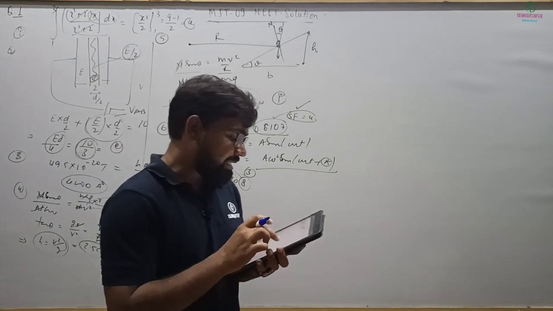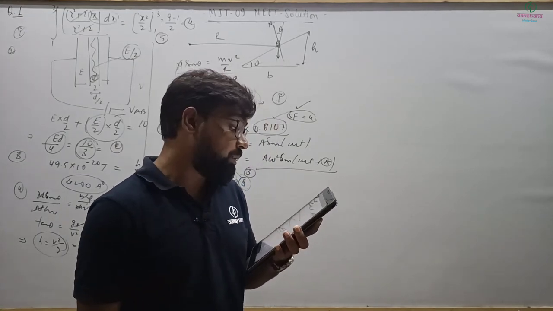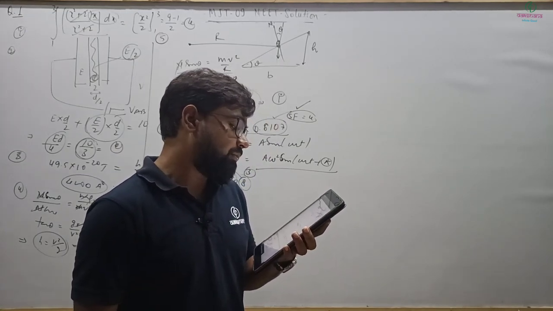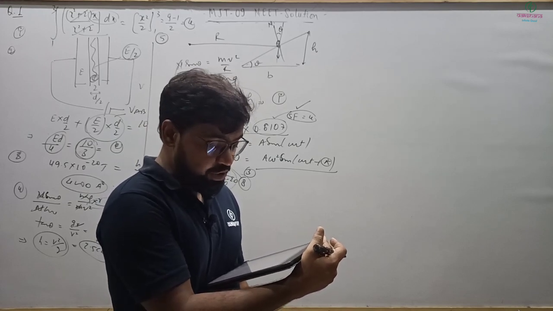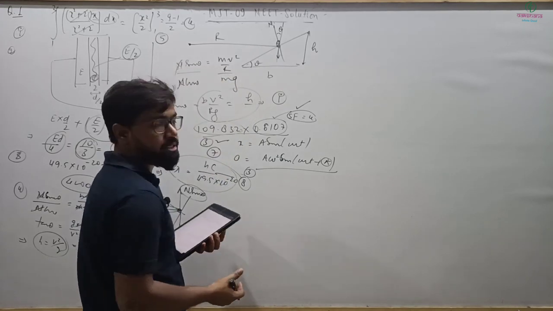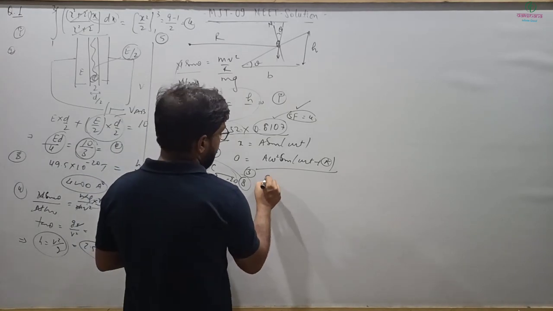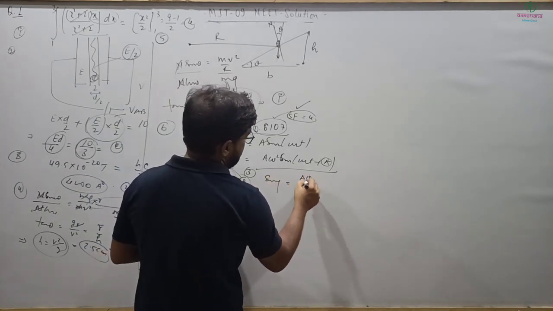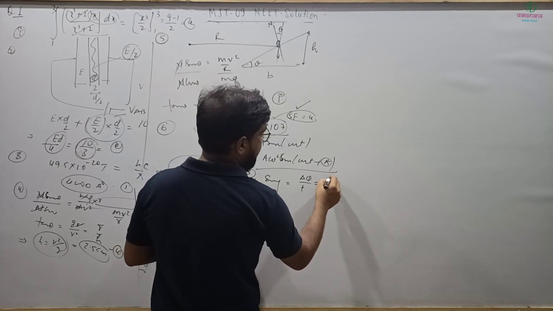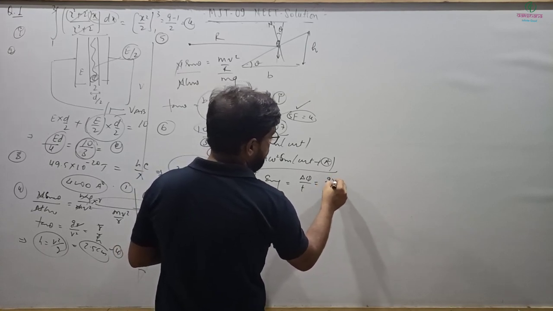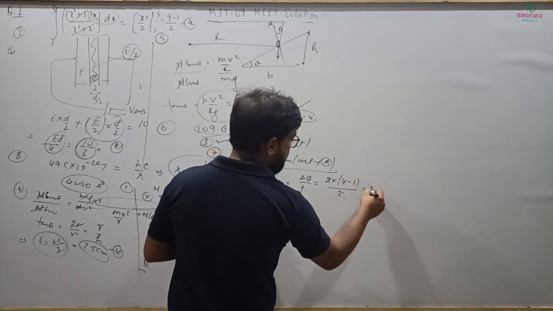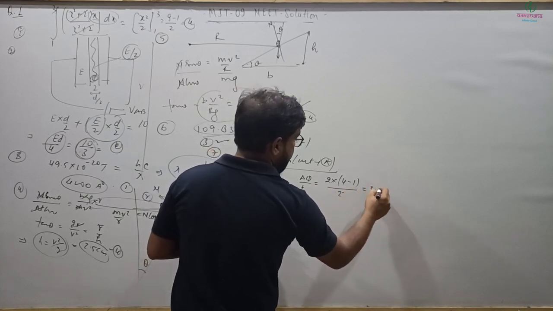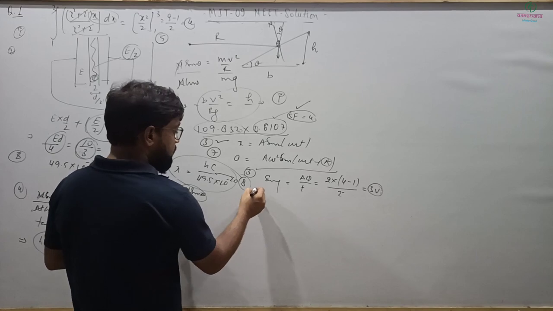8. A coil having an area of 2 meter squared is placed in a magnetic field which changes from 1 Wb per meter squared to 4 Wb per meter squared in 2 seconds. The EMF induced is? So EMF is the rate of change of flux. So EMF equals delta phi by t, and delta phi is area into change in B. So area is 2, change in B is 4 minus 1, divided by t which is 2. So it's coming out to 3 millivolt. Is the answer matching with option number 2?